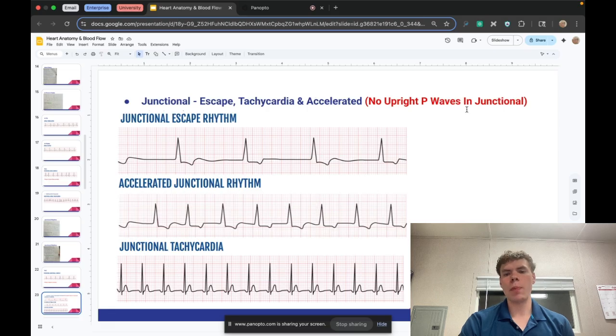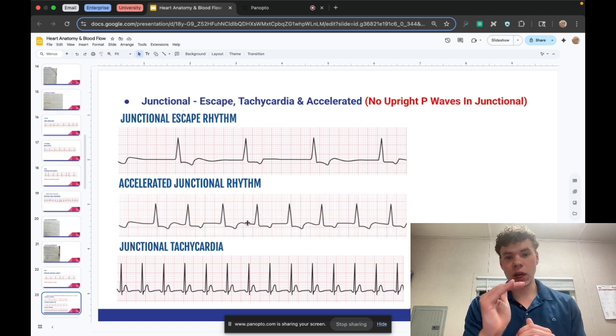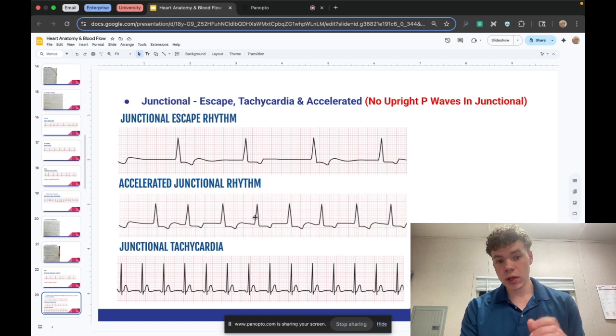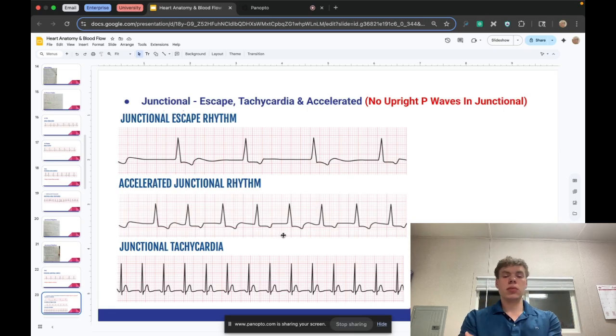So no upright P waves, it's junctional. If you don't see a P wave, and especially if you see inverted T waves, and you know the heart rate is slower, think junctional rhythm. And this is an accelerated junctional rhythm. An accelerated junctional rhythm is a junctional rhythm, but just between 60 to 100 beats per minute, the same heartbeat as a normal sinus rhythm, right?